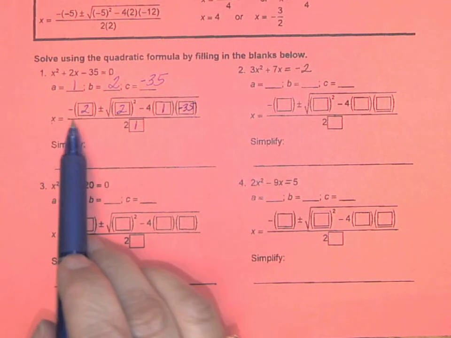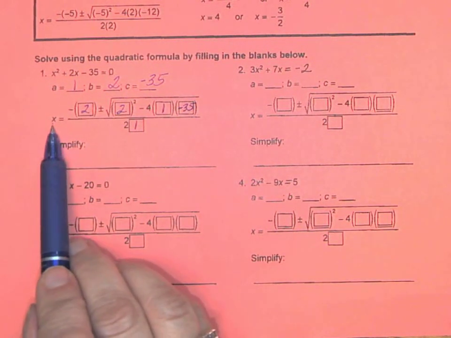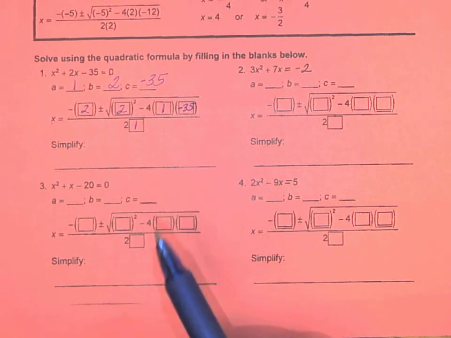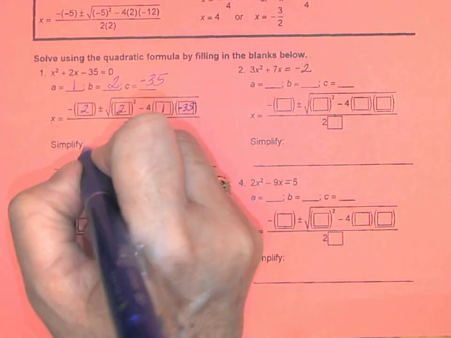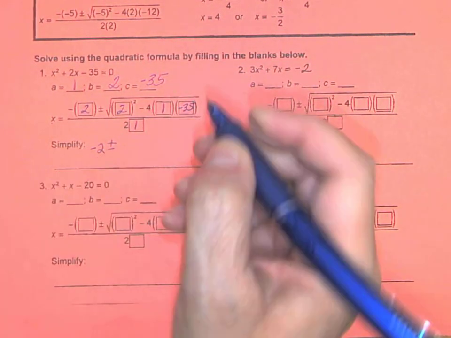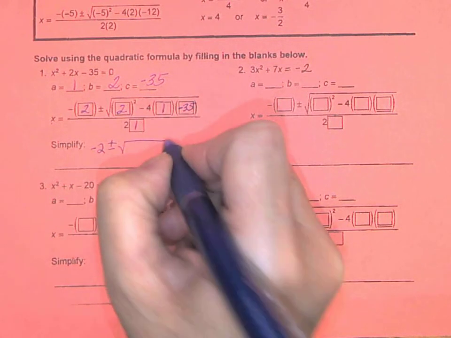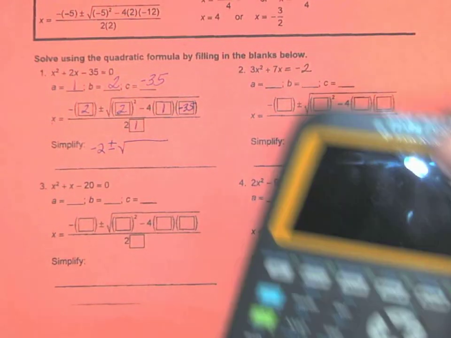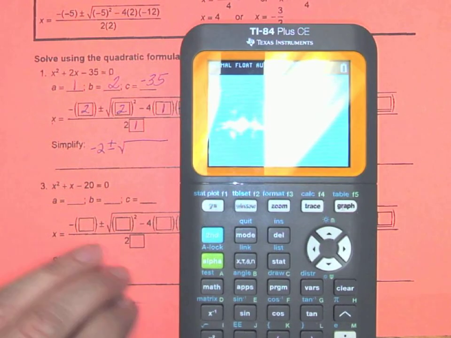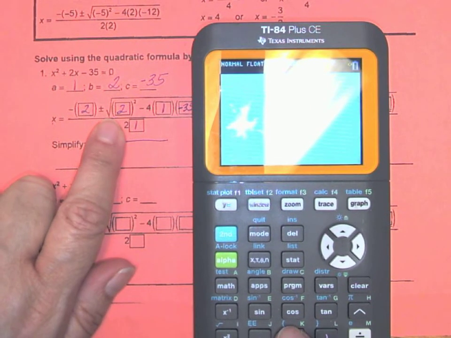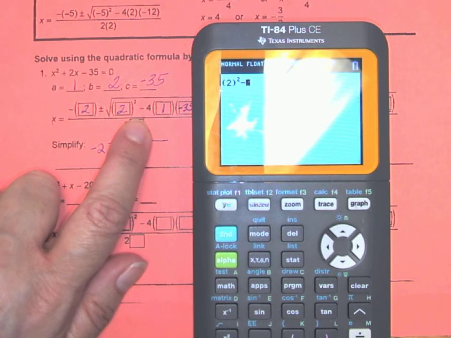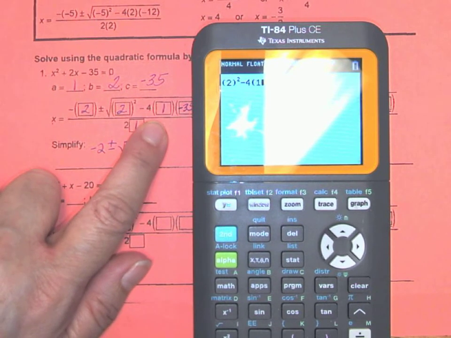All I did on that step was substitute. I made the shell of the formula for you, and all you did was plug in. Now let's simplify. Negative 2 plus or minus the square root of, I'm going to stick all of that in my calculator so I can show you what I mean. Remember, parentheses, 2 squared minus 4, parentheses, 1, parentheses, negative 35.